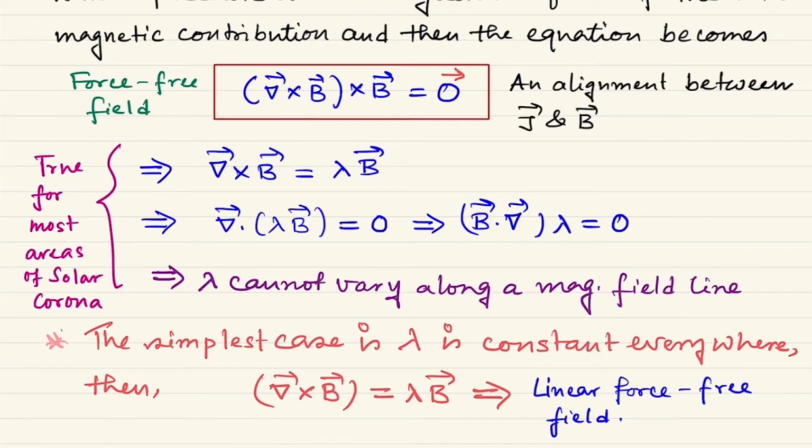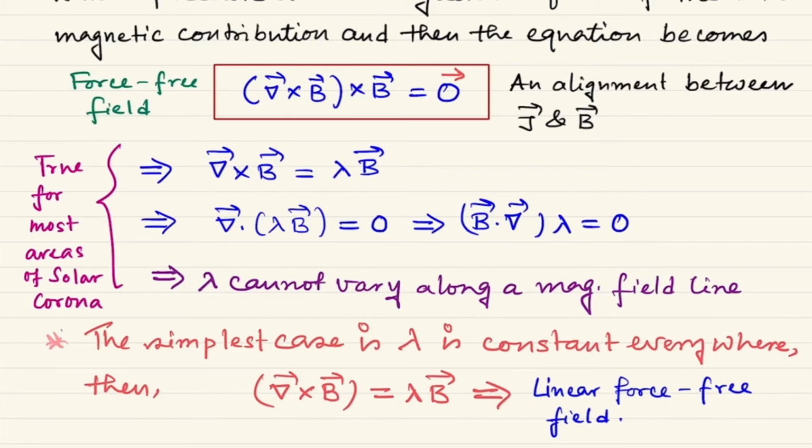Now there can be a very simple case, that let's say we are in such a system that lambda itself is an absolute constant of the system. So that means it is constant everywhere, over all the magnetic lines of force. In that case, we can simply say that curl of B is equal to some constant times B, and this specific case leads to the magnetic fields which are then known as linear force free field.